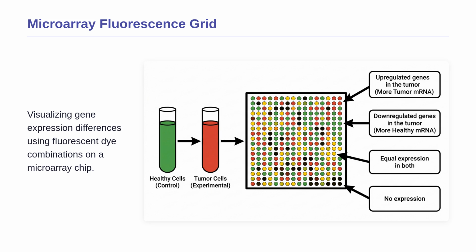A green spot means the gene is downregulated in the tumor. The healthy green RNA dominated. A yellow spot appears when both red and green bind equally, meaning the gene expression is unchanged. Finally, a black spot means neither bound, so that gene is completely inactive in both samples. This single image captures the activity of dozens of genes simultaneously.